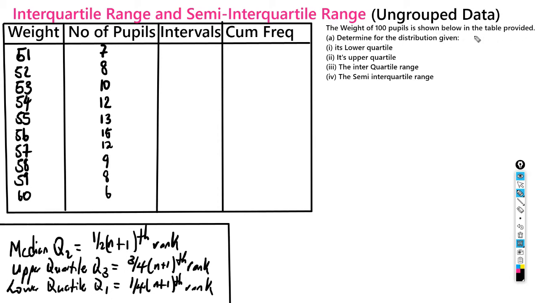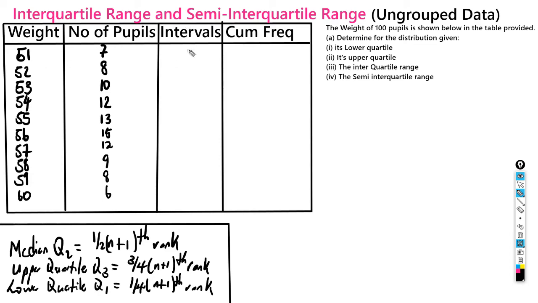Determine for the distribution its lower quartile, its upper quartile, the interquartile range, and the semi-interquartile range. Okay? Alright, so we have this table, guys. You always get the table with only the weight and the number of pupils. You don't usually get the intervals and the cumulative frequency, and for those, you have to put them in.